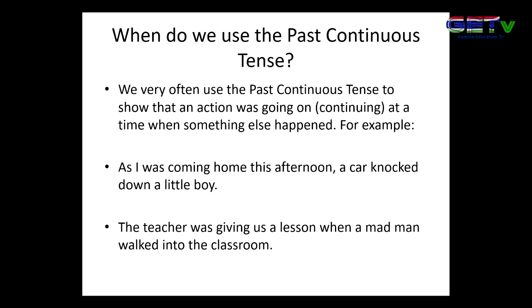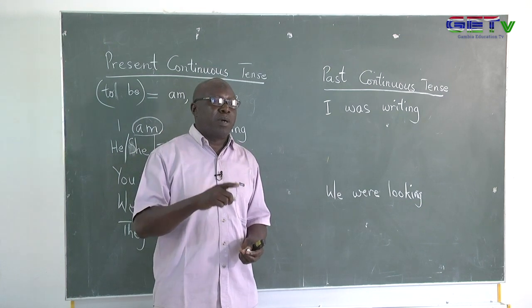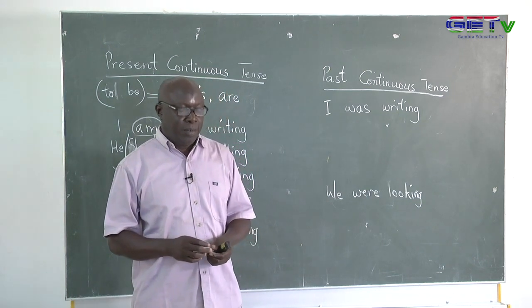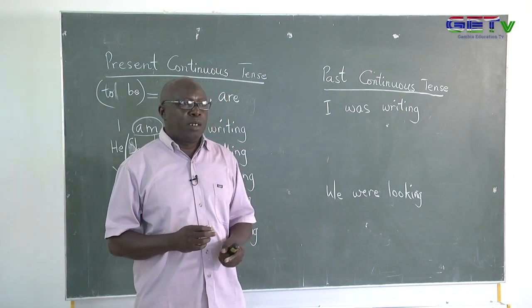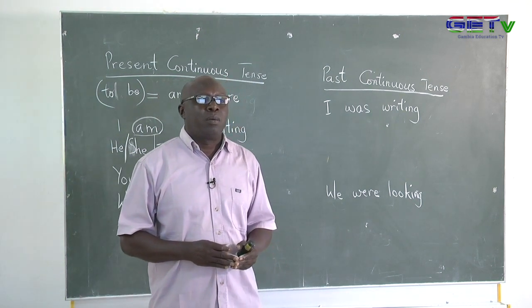Okay? The teacher was giving us a lesson when a madman walked into the classroom. Very interesting. The teacher was teaching, and this giving of the lesson, like I am doing, was on maybe yesterday. But as the teacher was busy on the board doing that, this madman ran into our classroom. The action of the madman is in the past. But the action of the teacher was also in the past, but going on. So you see, normally this is how we use the past continuous tense.